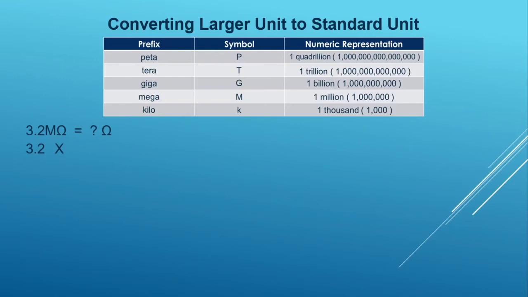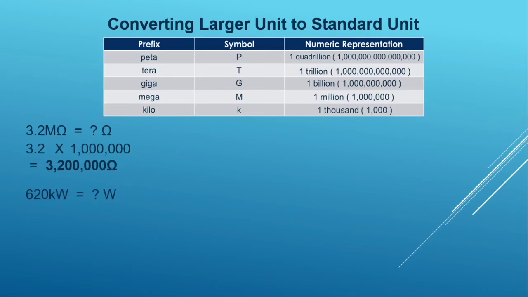So let us have the first example. So we have the 3.2. Then you're going to multiply it by the numeric representation of mega, which is 1 million. So 3.2 multiplied by 1 million, so we will have 3,200,000 ohms. So 3.2 megaohms is equal to 3,200,000 ohms.